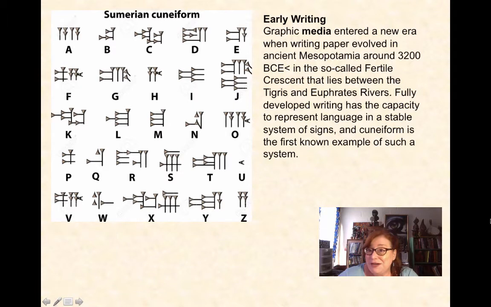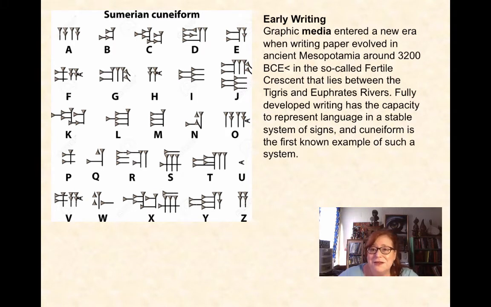So graphic media entered a new era when writing evolved in ancient Mesopotamia around 3200 BCE in an area that is known today as the Fertile Crescent. It lies between the Tigris and Euphrates rivers. Fully developed writing has the capacity to represent language in a stable system of signs, and cuneiform is the first known example of such a system.